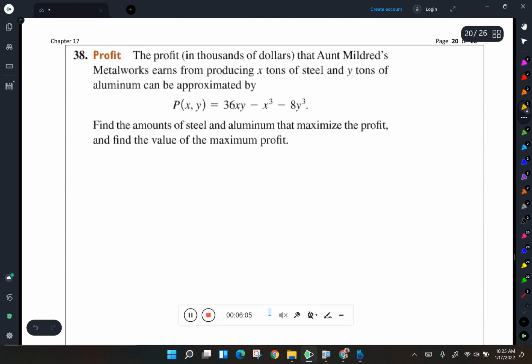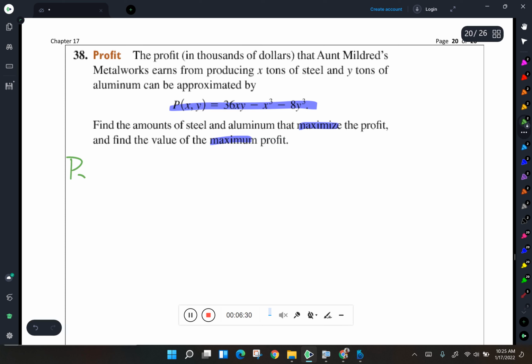The profit in thousands of dollars that Aunt Mildred's Metalworks earns from producing x tons of steel and y tons of aluminum can be approximated by that function right there. Find the amount of aluminum and steel that maximize profit, and then find that maximum profit. So it looks like we've got a multivariable function that we're supposed to maximize. I can do that. Step 1, I need to find those candidate points.